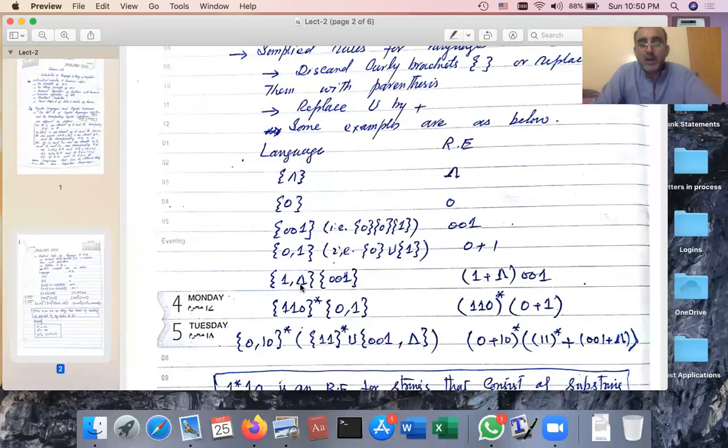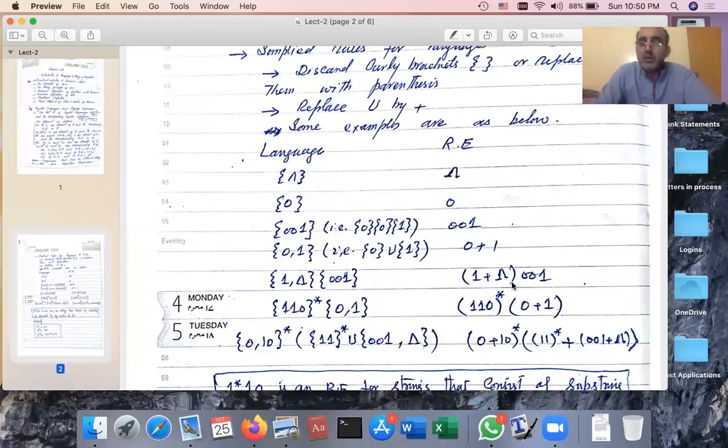Similarly, {1, null}, {001}. This is the definition of the language. How can we convert it into a regular expression? This comma is a union. So 1 plus null, you can see it here. Then we can put parentheses and then 001. We can remove these curly braces and then we will have 001 only.